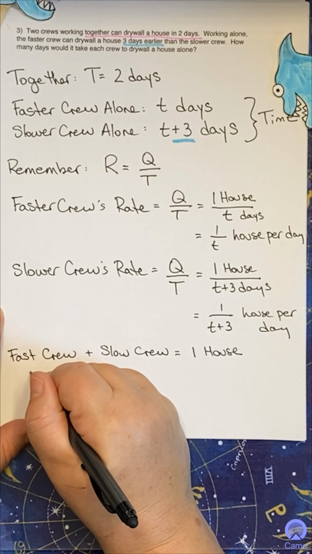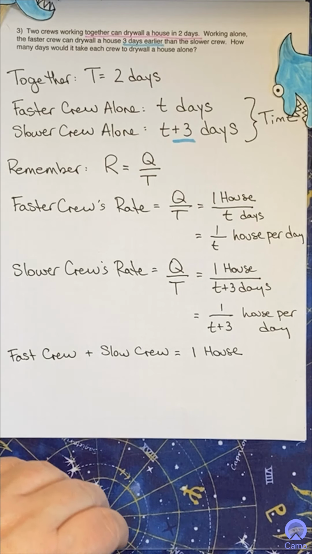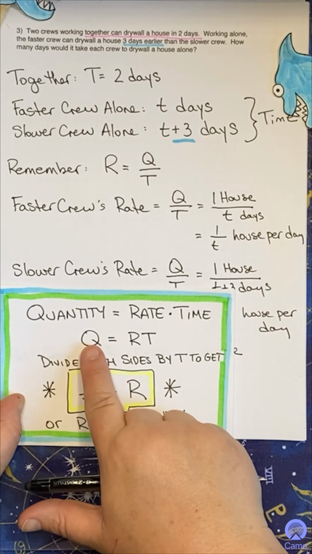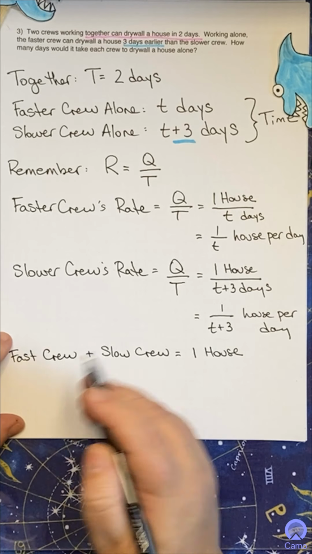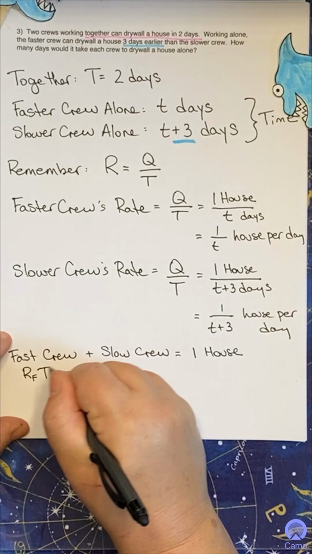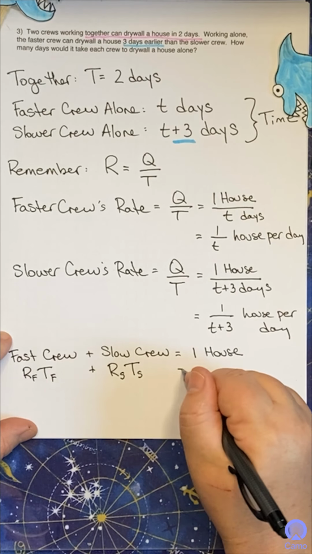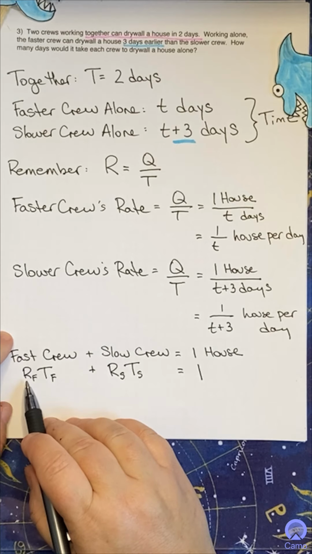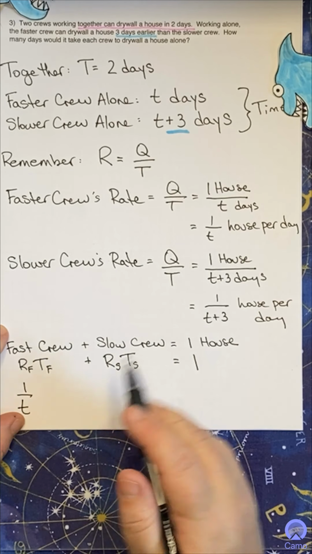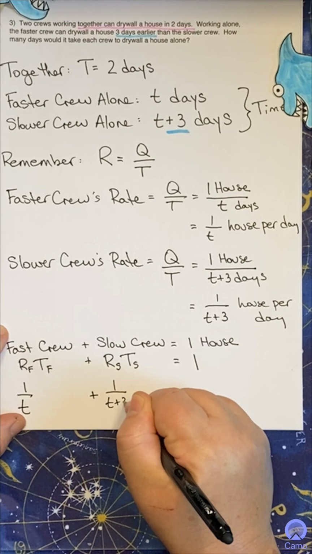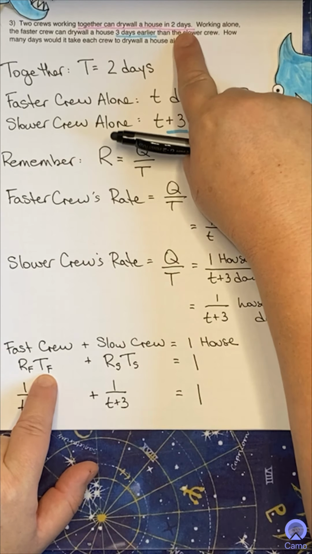So the fast crew, remember the quantity Q. There are two big formulas we're using. This I'm going to use: quantity equals rate times time. So the quantity that the fast crew does is the rate of the fast crew times the time of the fast crew. The slow crew will have the rate of the slow crew times the time of the slow crew, and that's going to give us one whole house. The fast crew's rate is 1 over t, from right there. The slow crew's rate is 1 over t plus 3. And all we have to do is put in the time. How long are they working? Well, if we go back up there, they're going to work together for 2 days.